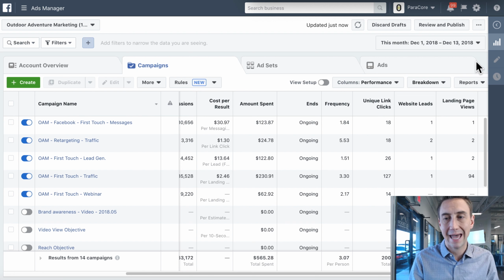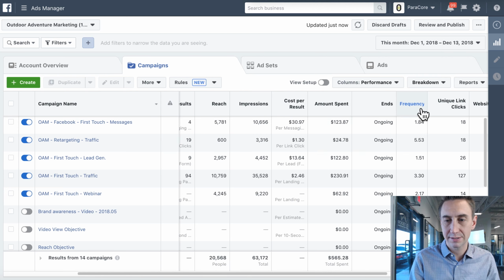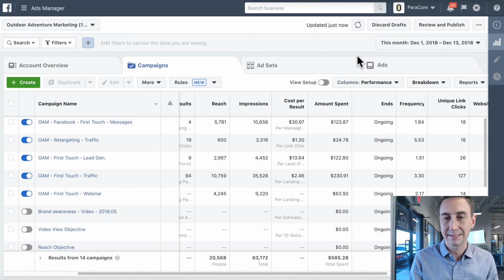All right, so this is the Facebook Ads Manager. And what you can see is just a campaign that we have running or an account that we have running. And in columns, I just selected performance, which is the default. And if you scroll over, you see this column frequency. So frequency is the average number of times each person saw your ad, and it's an estimated metric. It's not an exact metric.